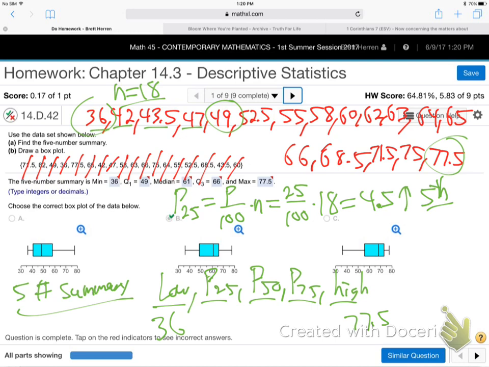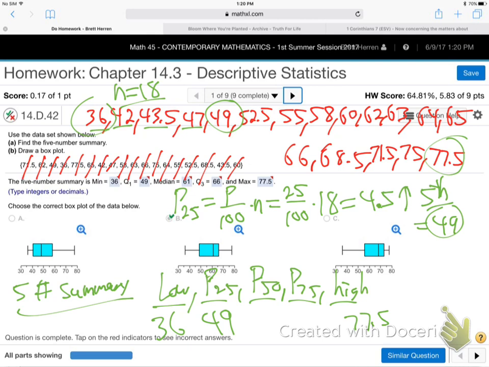There it is, 49. So 49 is the number a quarter of the way through the data set. It looks like it too, doesn't it? Doesn't it look like that 49 is about a quarter of the way through the data set? Right? 1/4 of the way through the data set? That's the P25. That's the end of the first quarter. That's 1/4 of the data set right there.